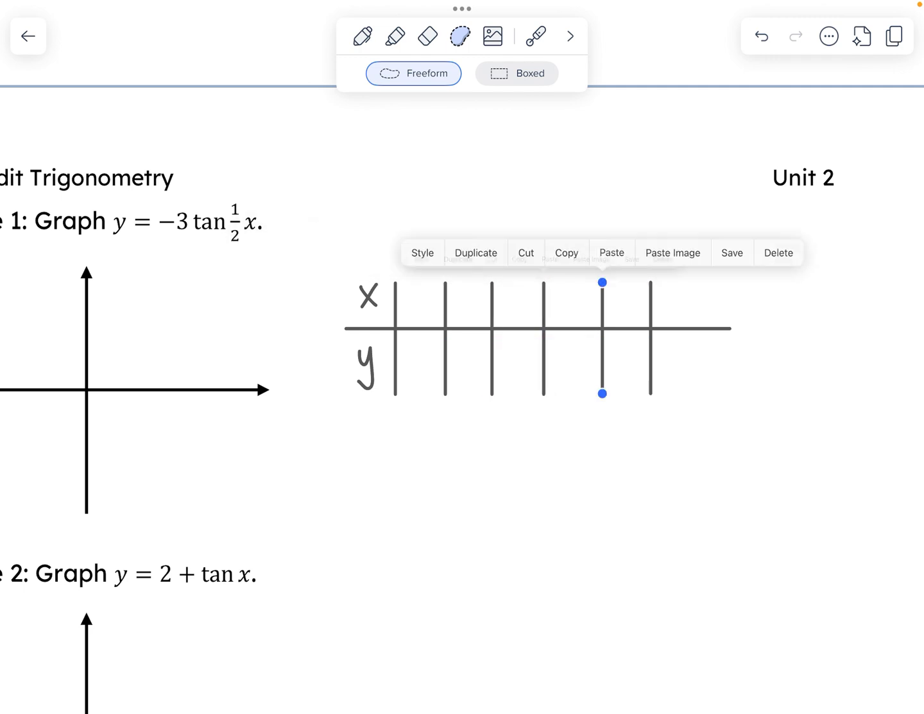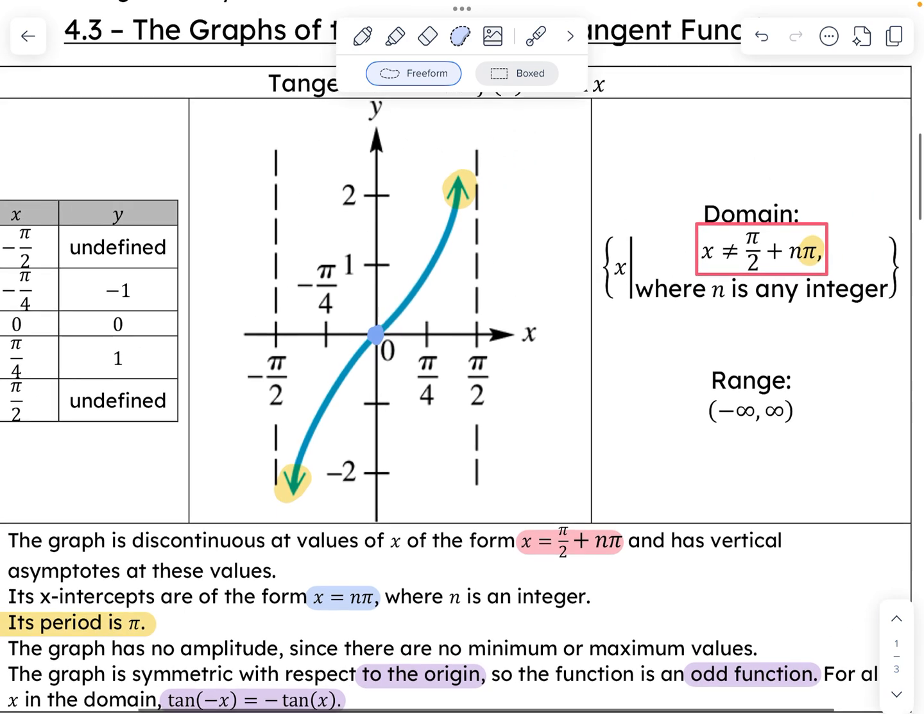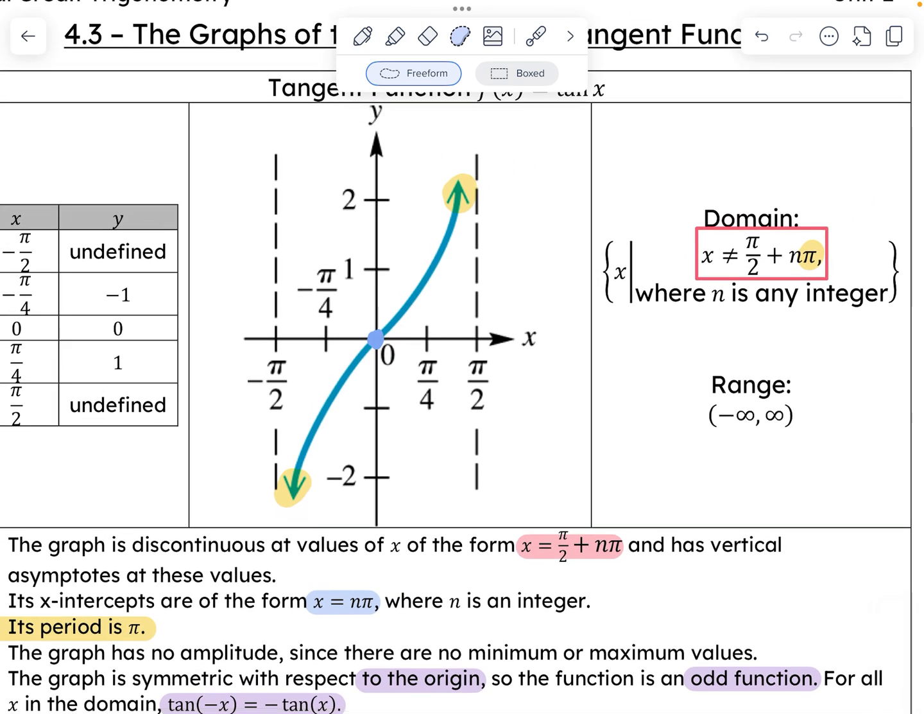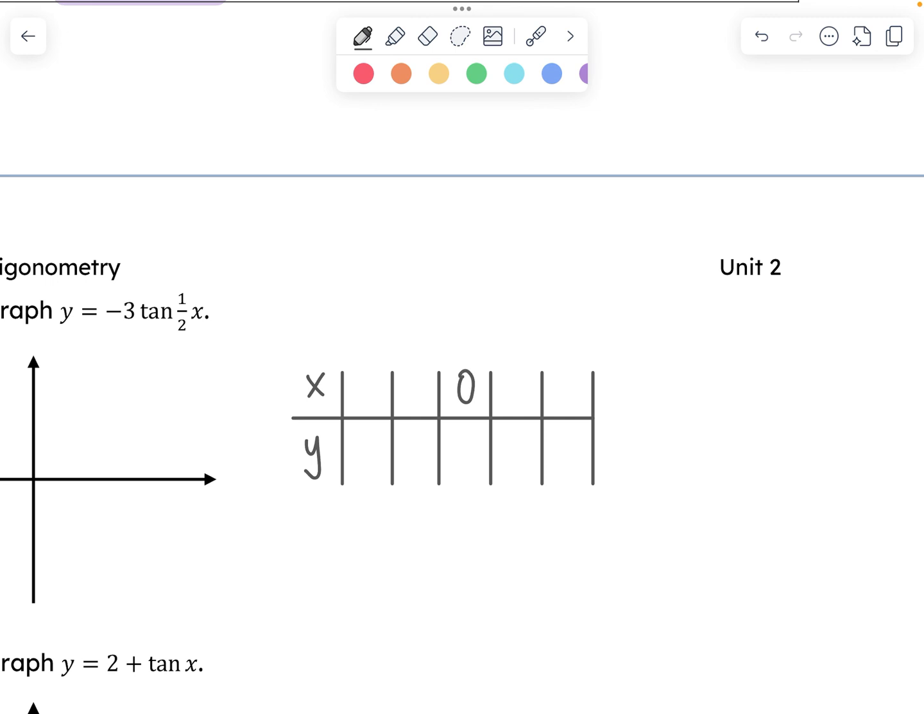So when I'm looking at my tangent graph, you'll notice that the tangent graph is kind of centered at that 0, 0, and then on either side, it goes off to your asymptotes. So instead of my 0 being on the far left, I'm going to put my 0 in the middle here. And then my period is where I'm going to figure out what's going to go on either end.